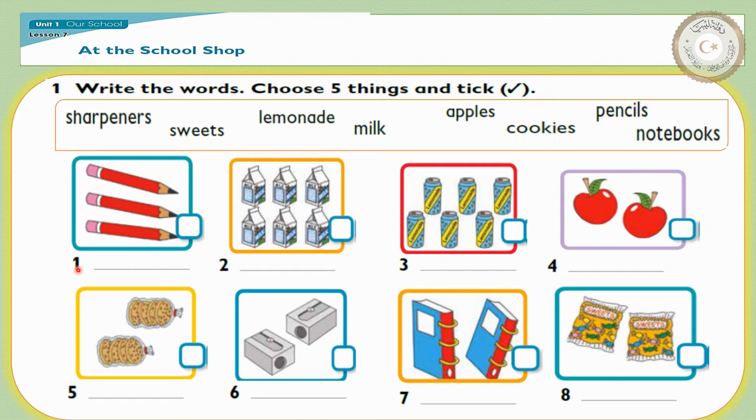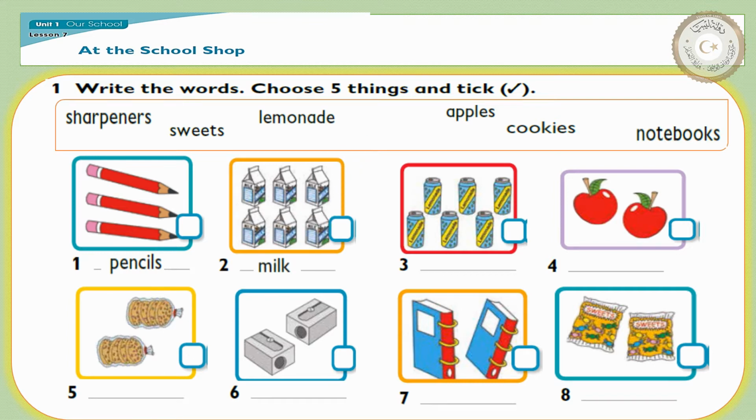So can we start with number one? What is it? Who can tell me number one, what is it? Pencils. Excellent. Repeat after me. Pencils. What are these? These are pencils. What about number two? What is it? What are they?